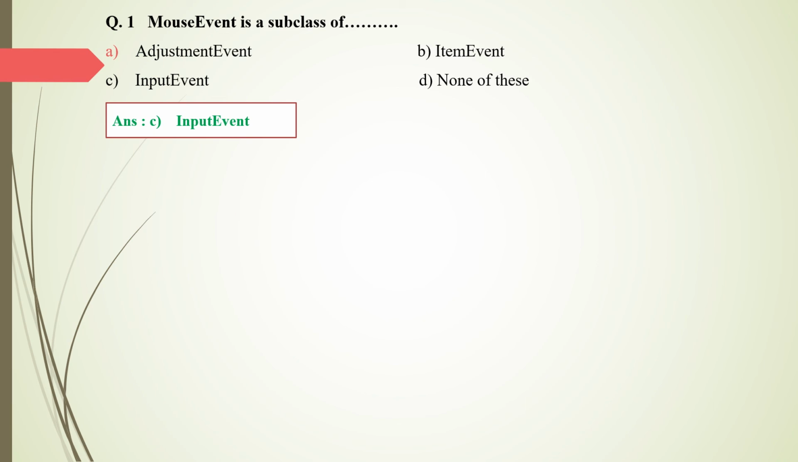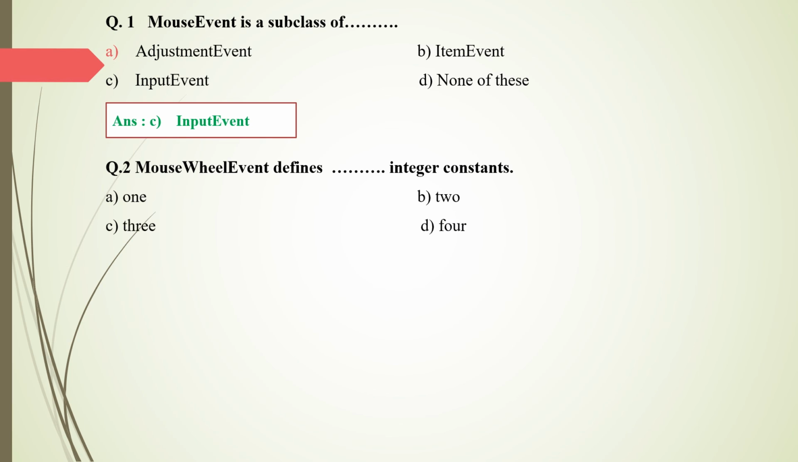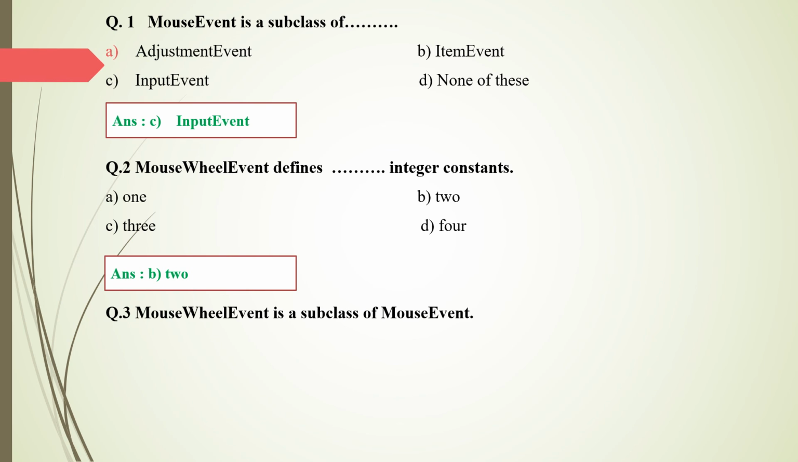Next we have some MCQ. MouseEvent is a subclass of, options are AdjustmentEvent, second option ItemEvent, third option InputEvent, and last option none of these. Answer of this question is InputEvent. MouseWheelEvent defines dash dash integer constants. Options are 1, 2, 3 and 4. Answer of this question is 2.